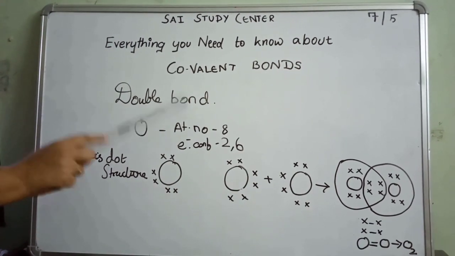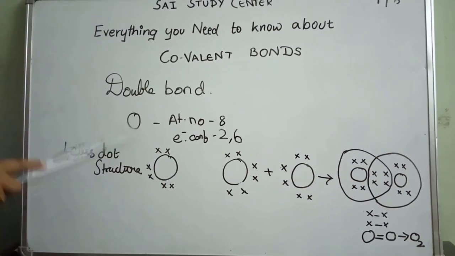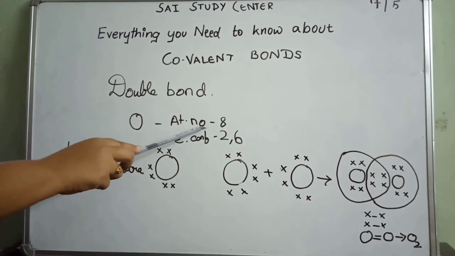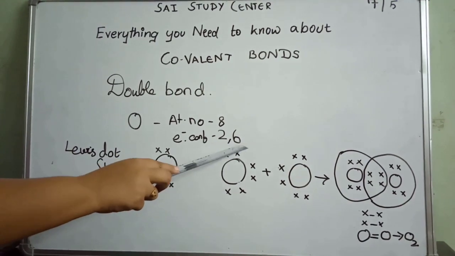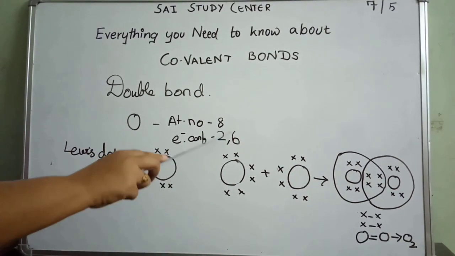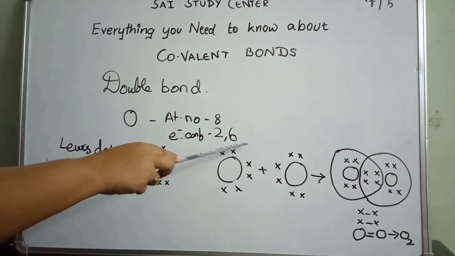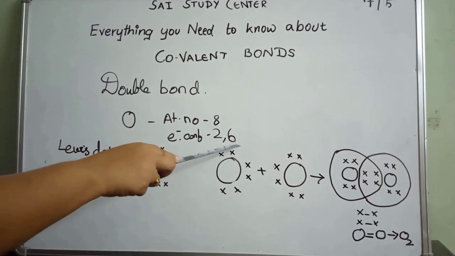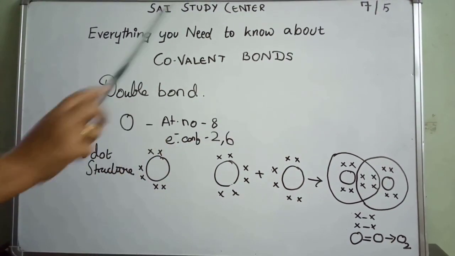Now we are going to see about the double bond. For the double bond formation, we are going to consider the oxygen atom. The atomic number of oxygen is 8. Its electronic configuration is 2, 6. The 2 is a completely filled orbital, so you can omit it. Only the incomplete orbital with 6 remains. Oxygen requires 2 more electrons to make a completely filled orbital.